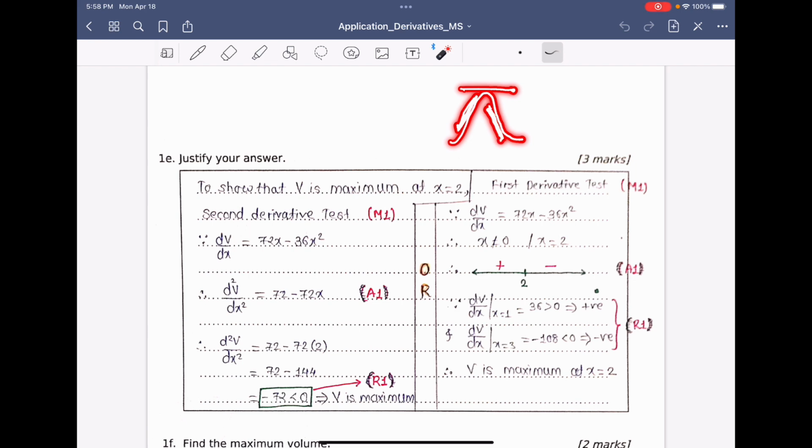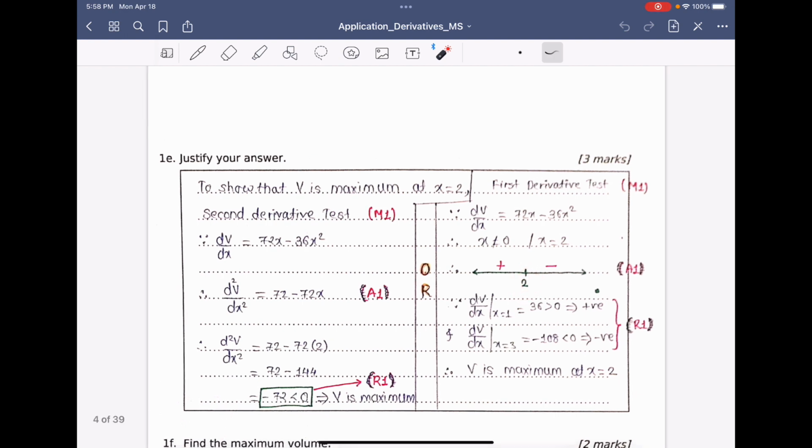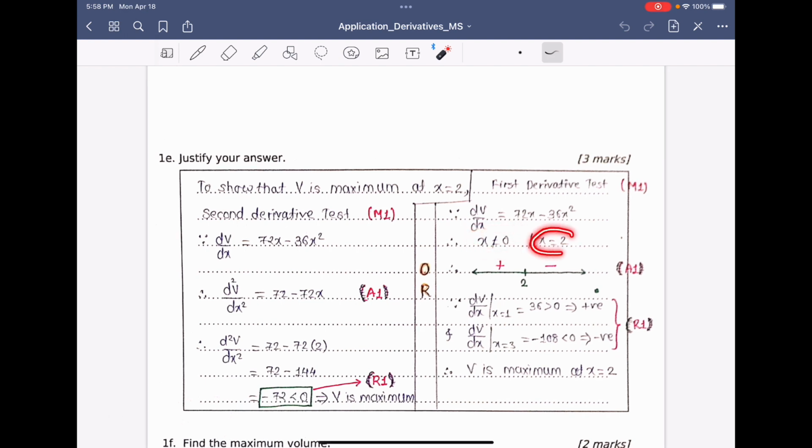Single derivative. So pick any point before x equal to 2 and check by substituting in the single derivative whether the slope is positive. And after x equal to 2, if the slope is negative, then you can say that at x equal to 2 it is a maximum. So we will use the first derivative test. dv over dx is 72x minus 36x square. We got two solutions, x equal to 0 and x equal to 2. Obviously x equal to 0 is not applicable, x equal to 2 is.